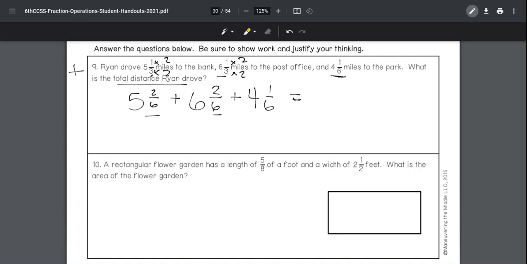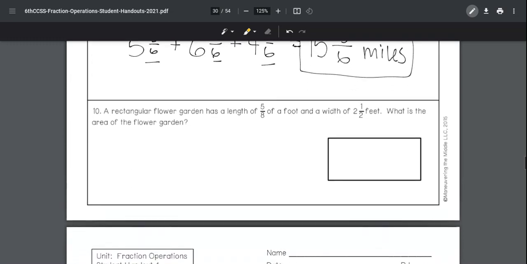2/6 plus 2/6 plus 1/6 equals 5/6. 2 plus 2 plus 1 is 5. Keep your common denominator. Do not change it. Now we add our whole numbers. 5 plus 6 is 11. 11 plus 4 is 15. Okay. This guy Ryan ended up driving 15 5/6 miles for his total day.